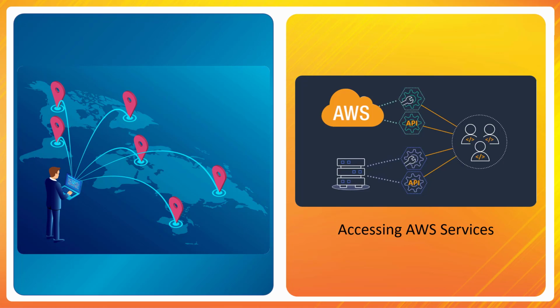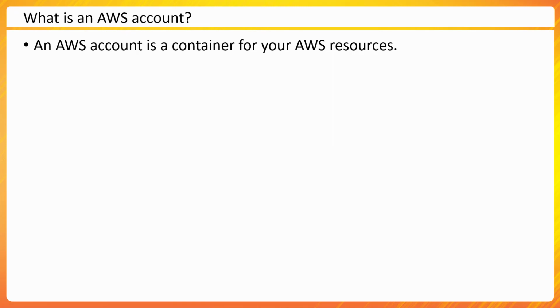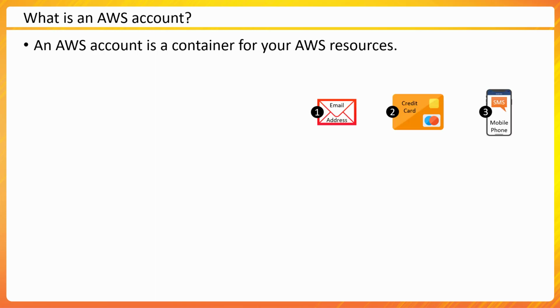To get started, you would need an AWS account. An AWS account is your identification in the whole wide AWS world. To create an account, you would need an email address. You need to provide your credit card information, and you may have to provide your mobile number for verification purposes. Once you have taken care of that, you would get an AWS account.